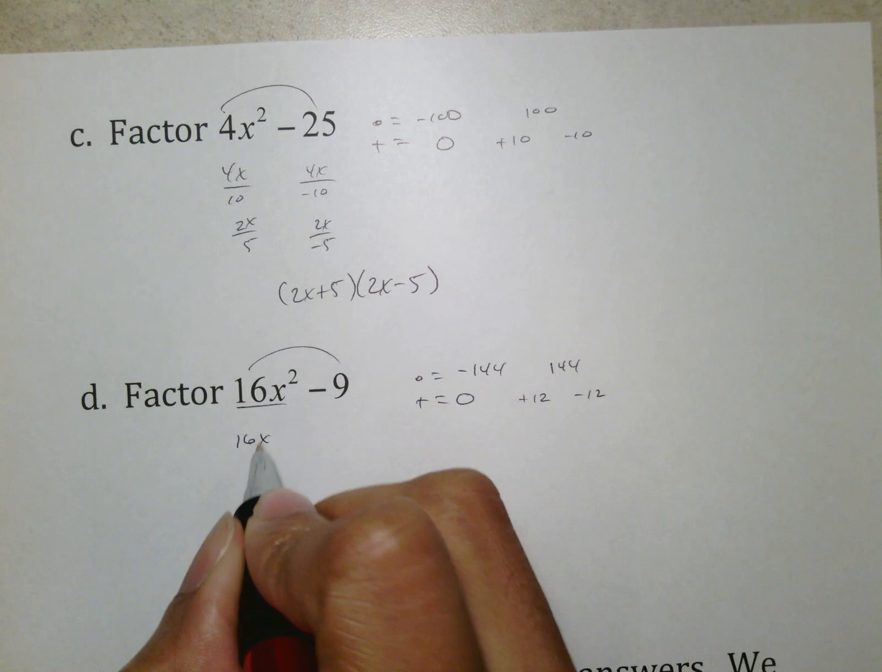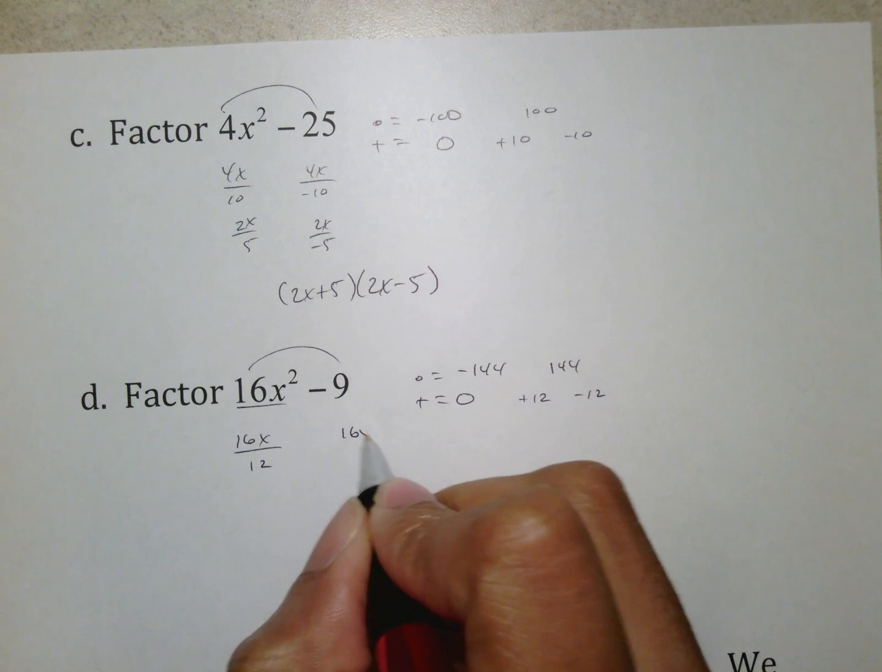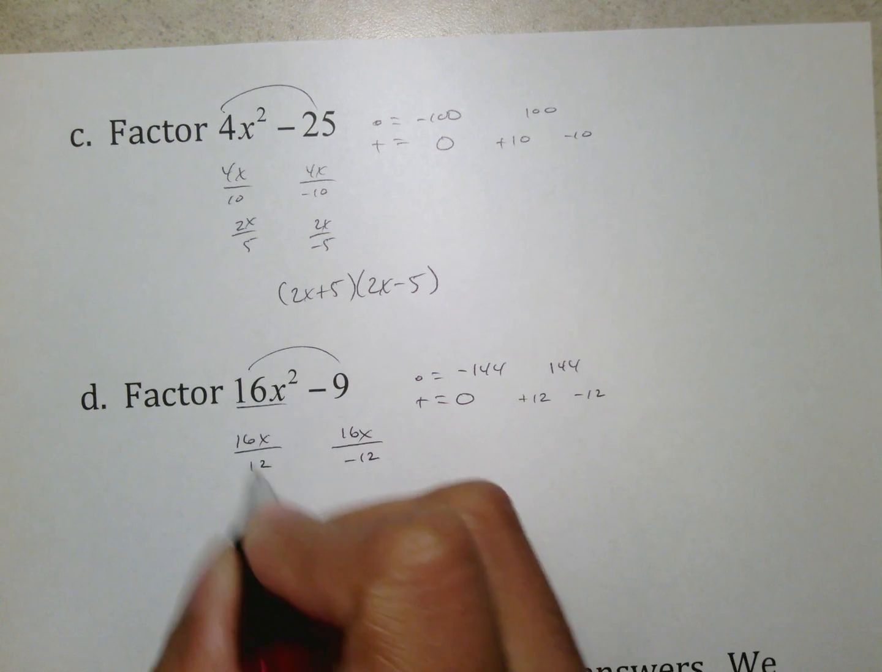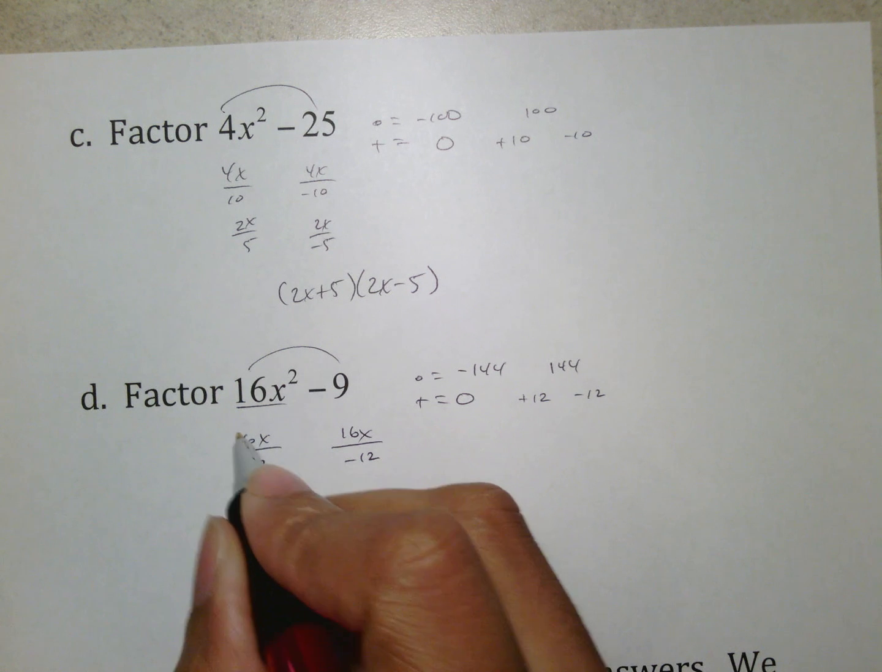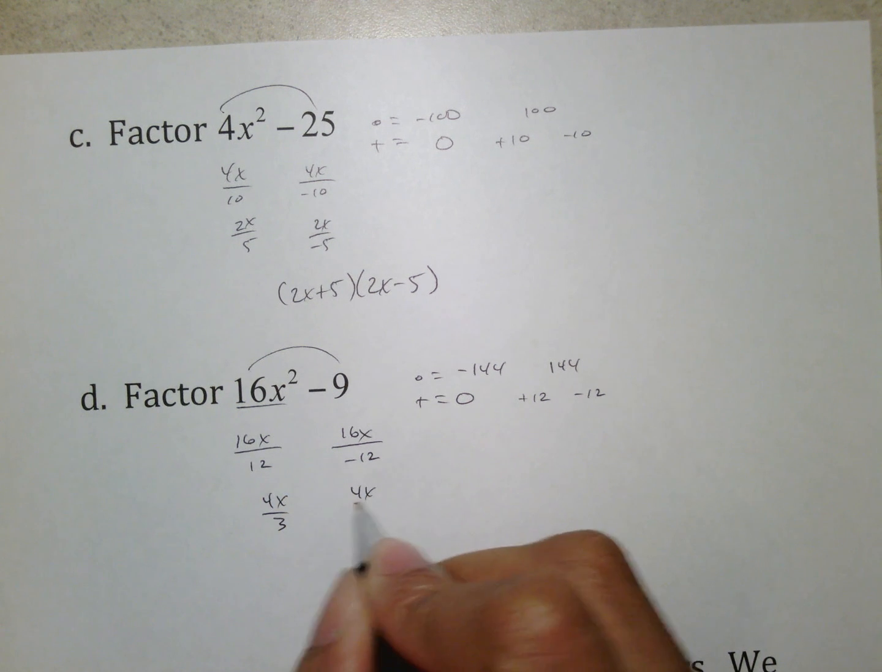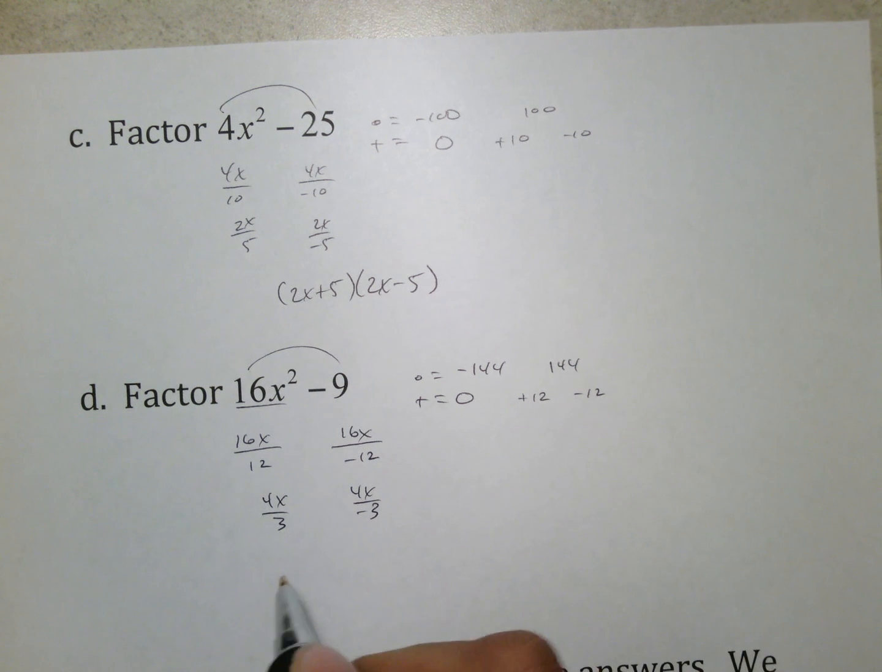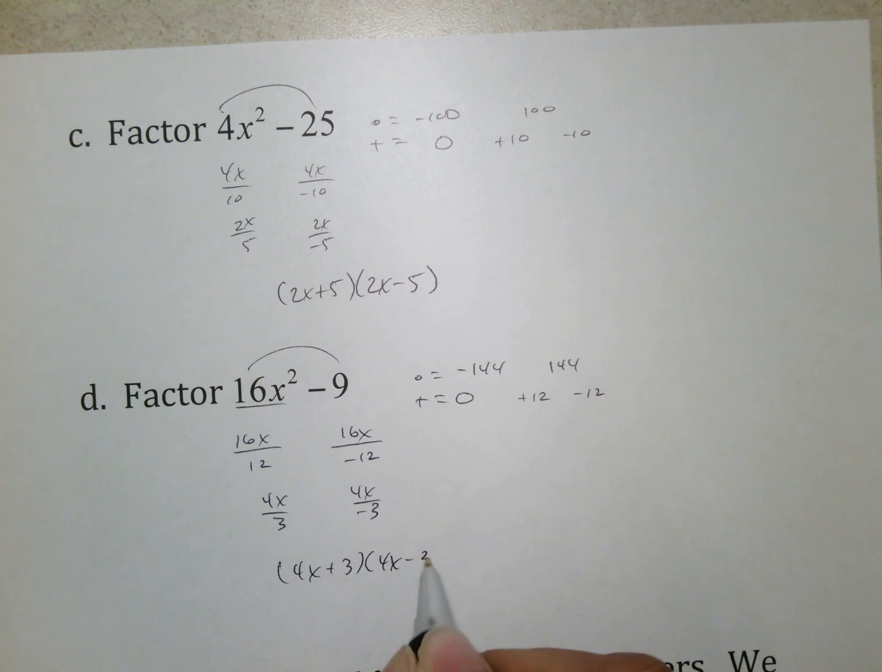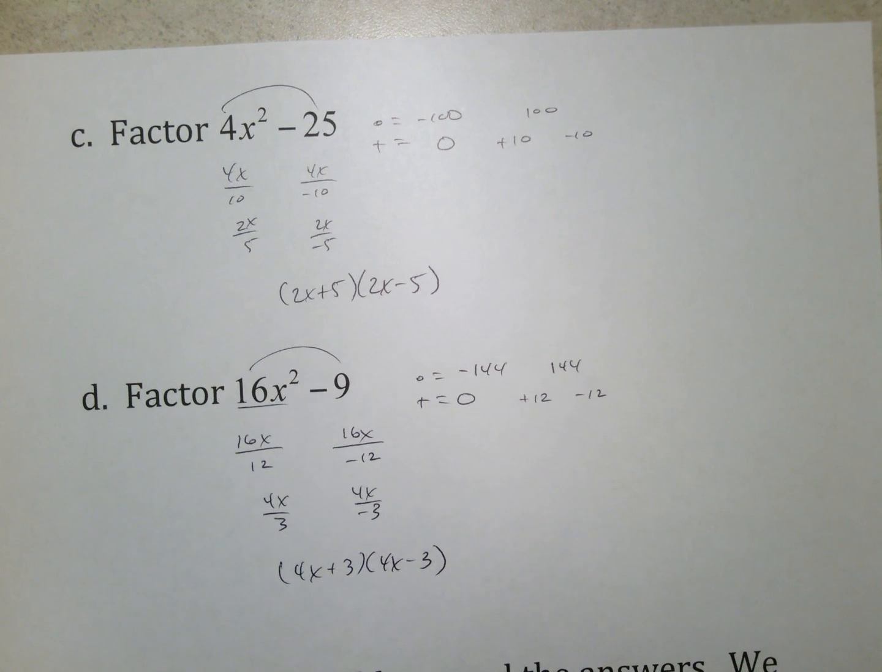Taking this term, putting 16x over 12, 16x over negative 12, both of these can be reduced by 4, giving us 4x over 3 and 4x over negative 3, meaning that my answers are 4x plus 3 and 4x minus 3.